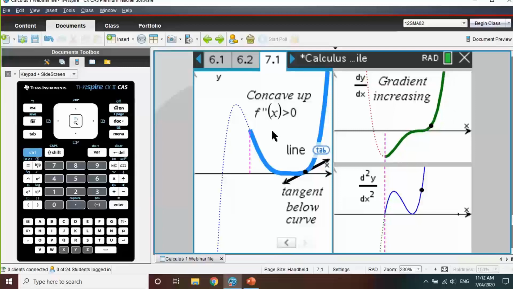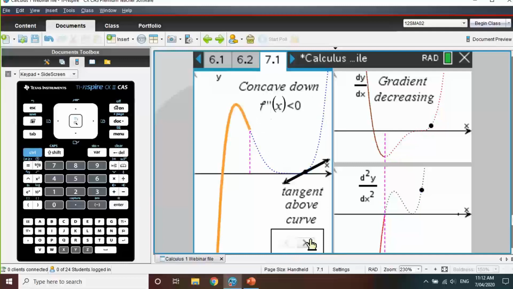So those are the relationships we want to try and develop, and also the vocabulary for points of inflection and concavity. So the main takeaway here really is that points of inflection occur when the concavity changes from concave up to concave down and vice versa.